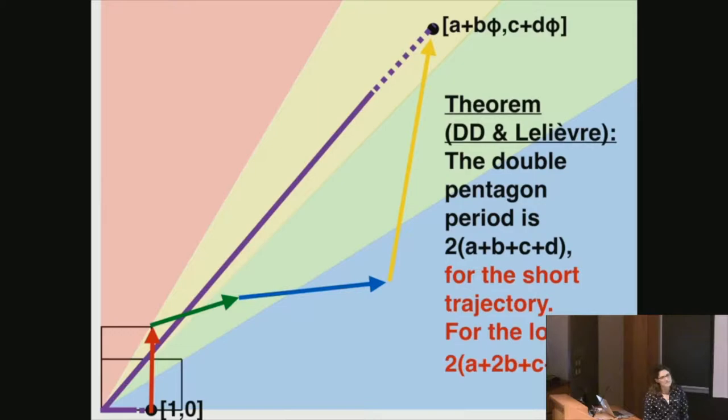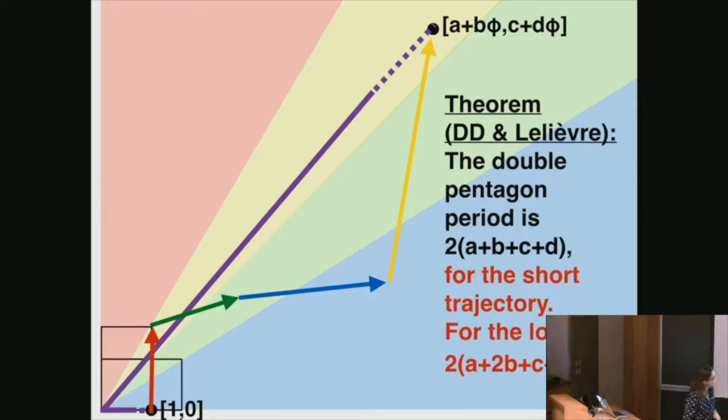So there's something that I didn't tell you, which is that I was only telling you about the period of a trajectory on the double pentagon, not even the billiard table. And beyond that, I was only telling you about the short trajectory. For the long trajectory, you just take this thing and multiply it by the golden ratio. Because of the phi squared equals 1 plus phi thing, you end up adding an extra b and an extra b. So for the long one, it's 2 times a plus 2b plus c plus 2b. I hope you will forgive me for brushing this under the rug on the first pass.